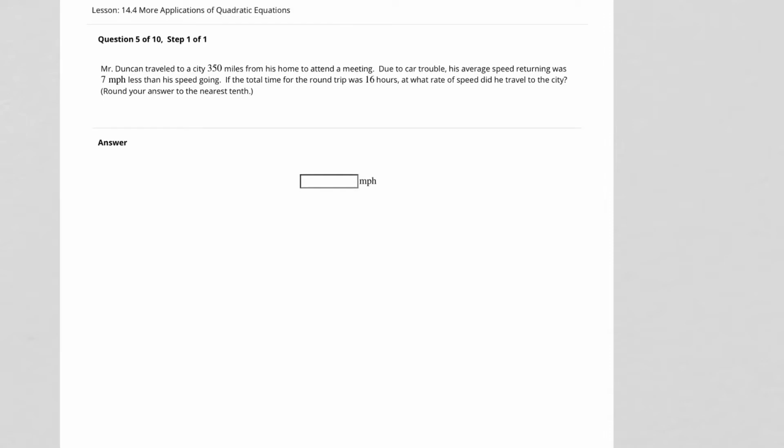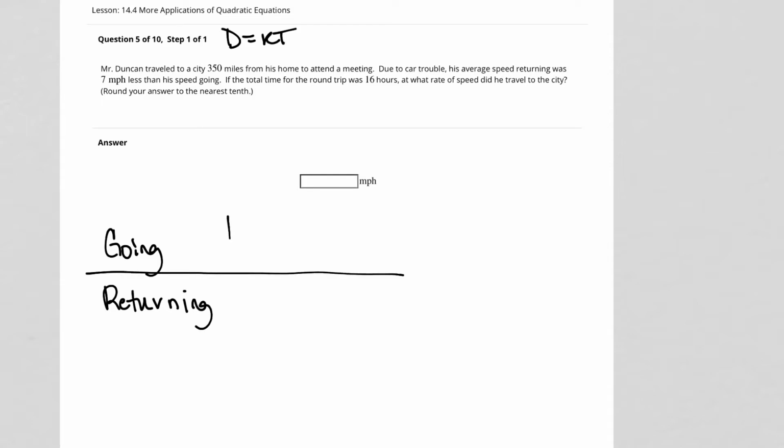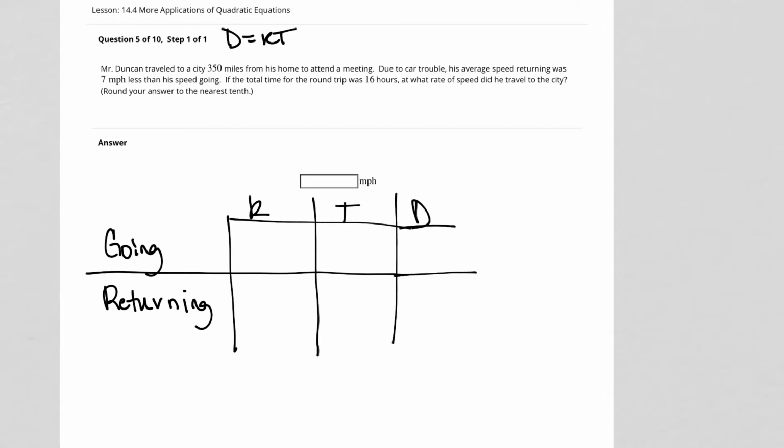Our formula: distance equals rate times time. I'm going to organize my information in a table. I have going, returning, and I'm going to have rate, time, distance. The distance for both, it appears, is 350 miles.